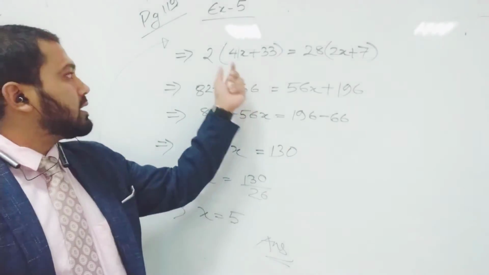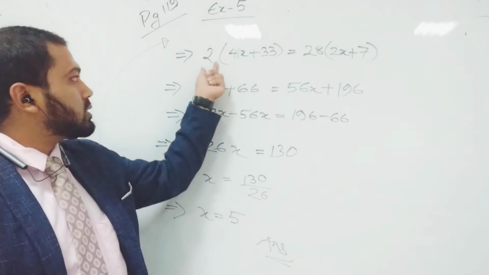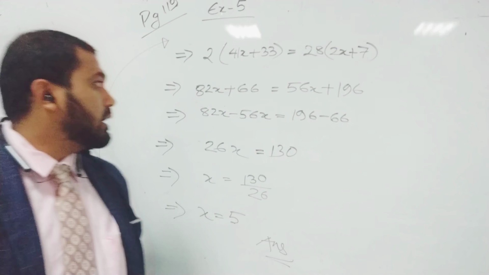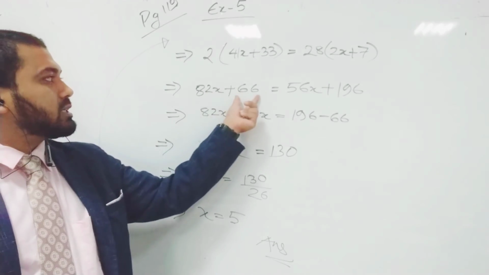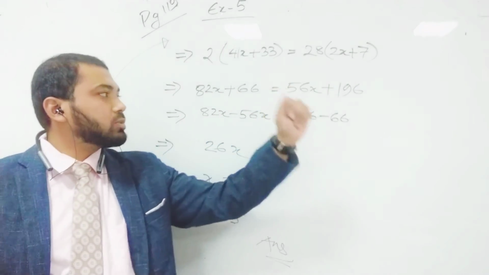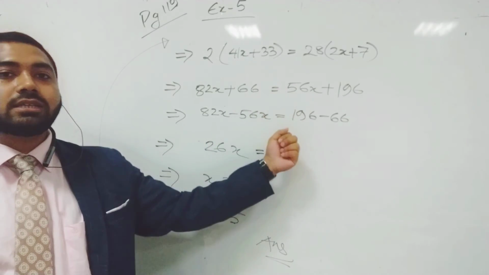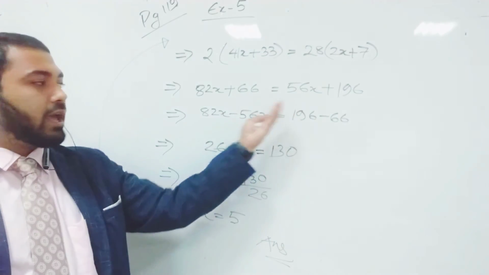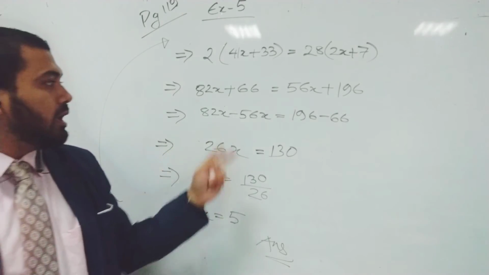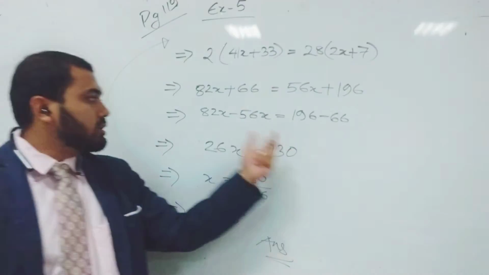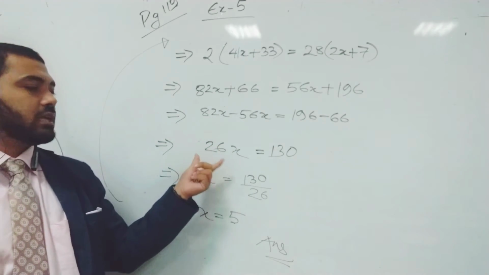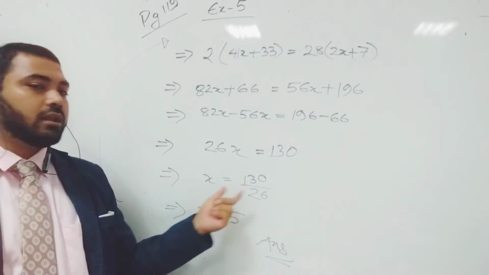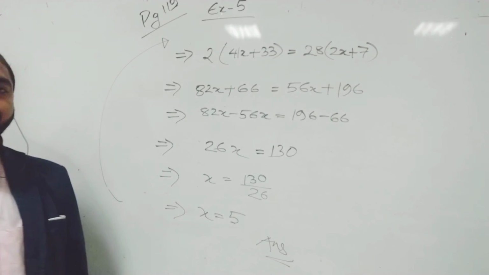So next we cross multiply. This 2 gets multiplied with this and 28 gets multiplied with this. Finally we get 82x plus 66 equal to 56x plus 196. The next step is we move the x to the left side. All the x's move to the left side and the numbers to the right side. So 82x minus 56x equals 26x, 26x equals 130, finally x equals 5.